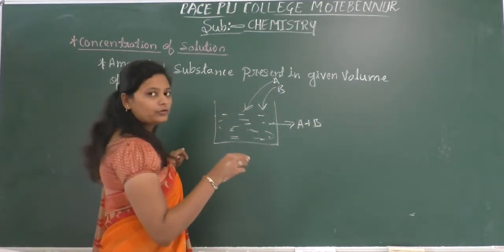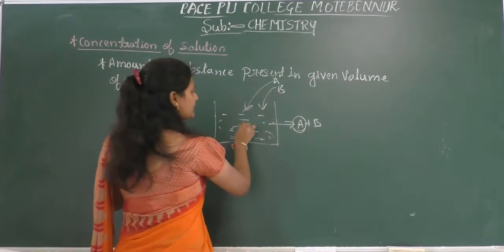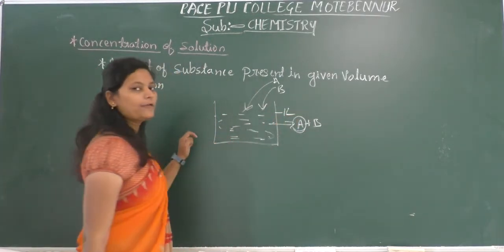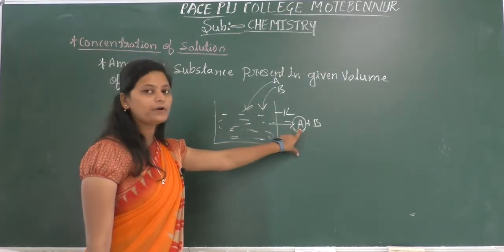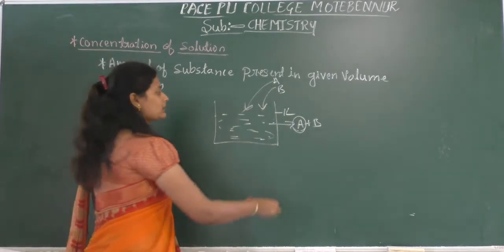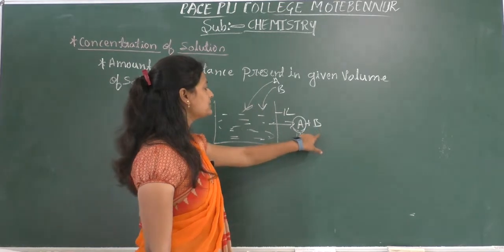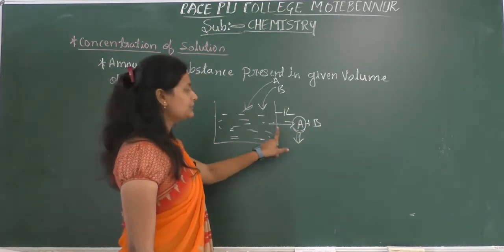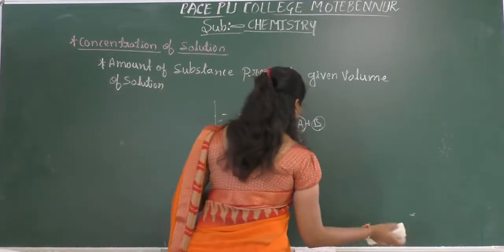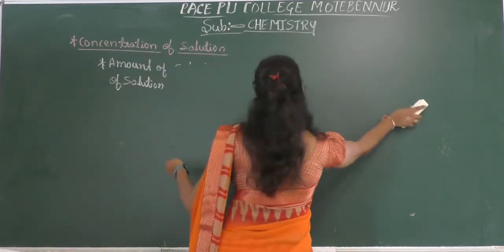Then if we are going to calculate the total amount of A in the solution, for example this is 1 liter of solution. So the amount of A which is present in 1 liter of solution, that is called the concentration of A. Okay, so same way the amount of B which is present in 1 liter of solution, that is called the concentration of B.